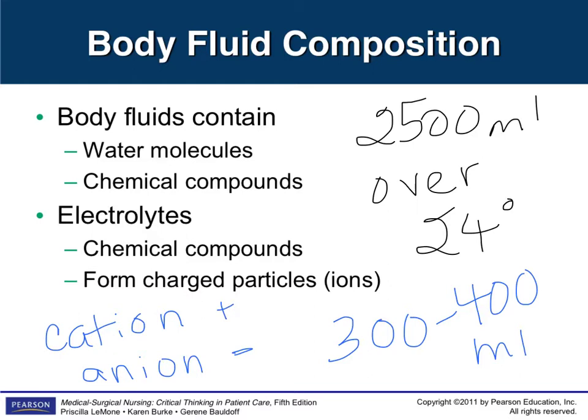It assists with regulation of that water balance. It regulates and maintains acid base, and it's essential for neuromuscular activity. If there is an electrolyte imbalance, there can be serious neurological activity deficits that occur.